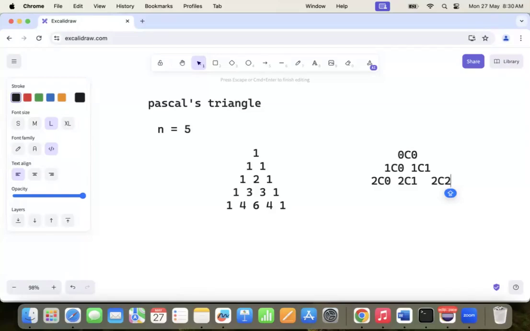0, 1, 2. Sorry, 2C0. What's the value of 2C0? 1, sir. 2 by 2, 1. Could you tell me what's the value of 2C1? That's again 2. 2 factorial by 2 minus 1 factorial into 1 factorial, guys.